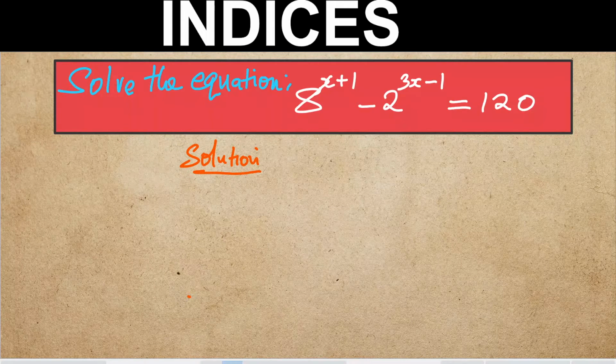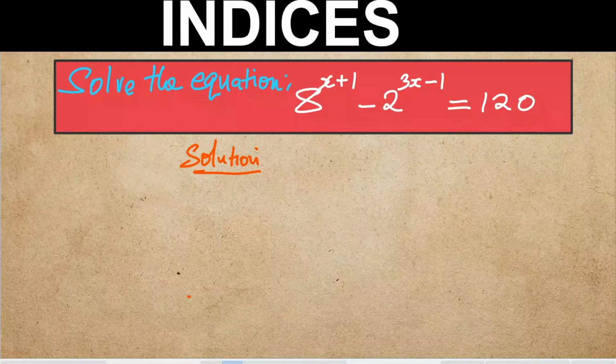The first thing you do is to check whether all these values, on the right-hand side and the left-hand side of the equation, can be expressed to the same base. The bases are 8, 2 and 120. Is it possible to express all those bases uniformly? No. You can express 8 to the base of 2. You can express 2 to the base of 2, of course. But you cannot express 120 to the base of 2.